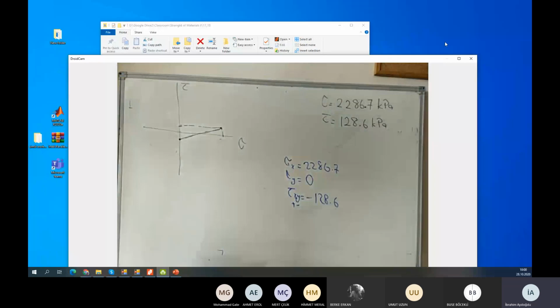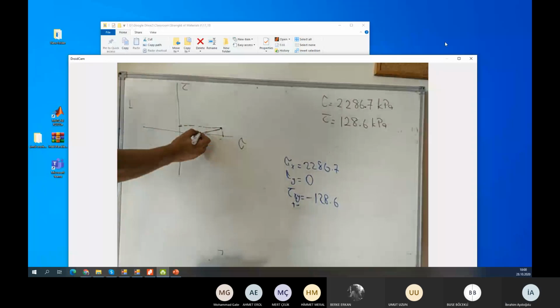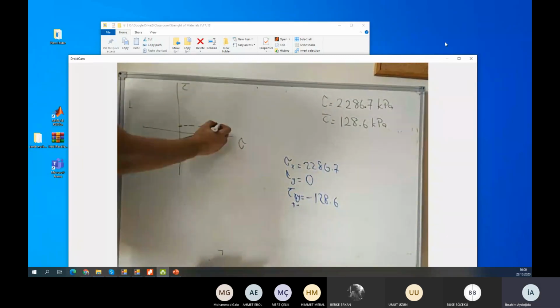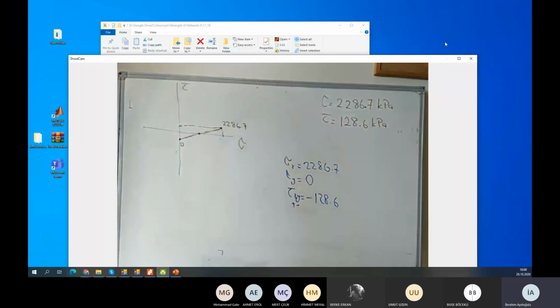Okay, then I am ready. First of all, I need to find the center of the circle. How can we find this value? You already know this is 2286.7. This is the 0. So what is this value? Does anyone want to guess?